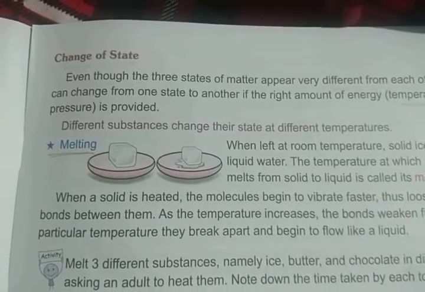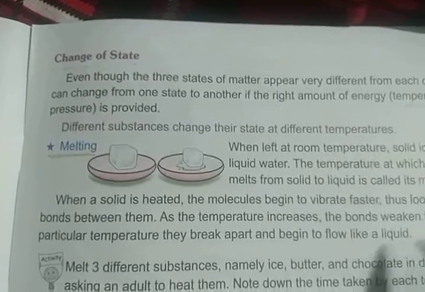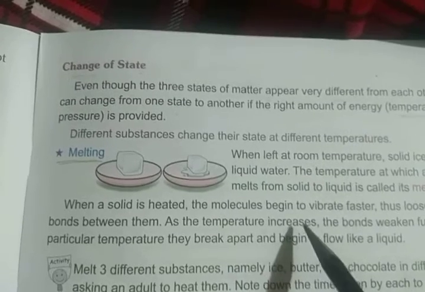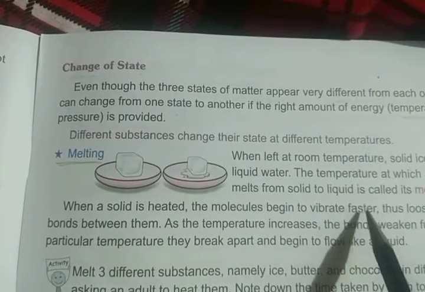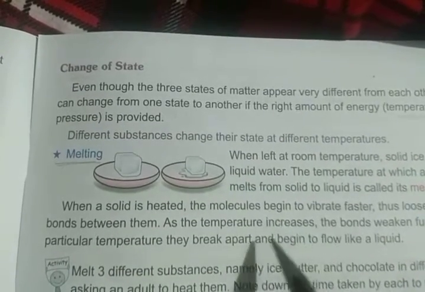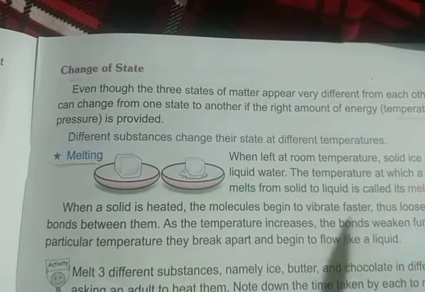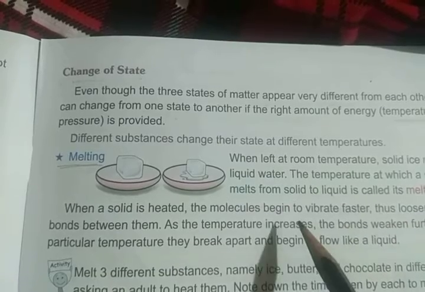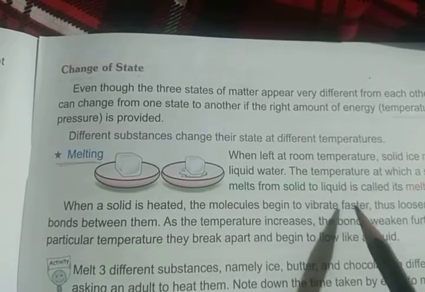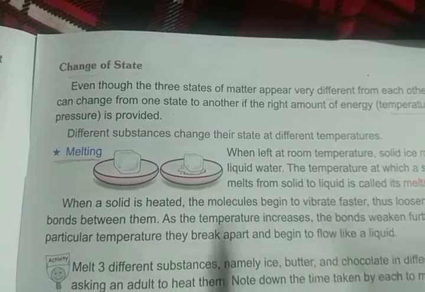Have you seen ice cream melts? Ice cream is solid, in form of solid, and it melts to liquid. It melts to liquid is called melting. So the temperature at which a substance melts, means when a solid changes, or you can say melts to liquid, when we require a certain temperature, is called melting.